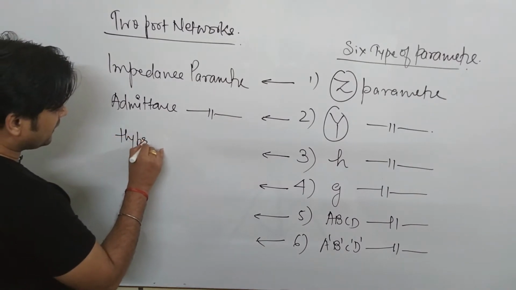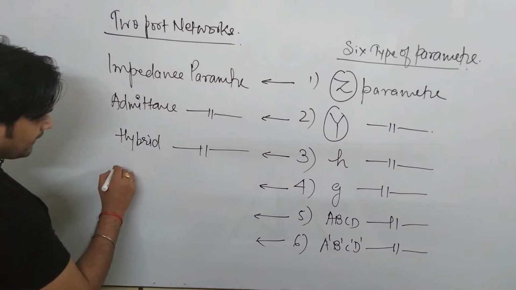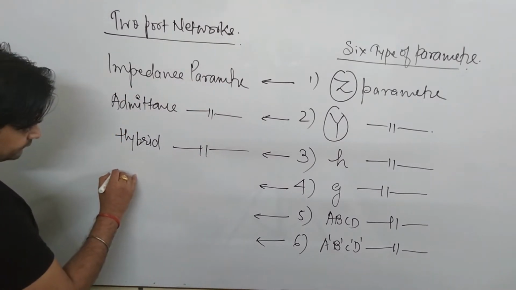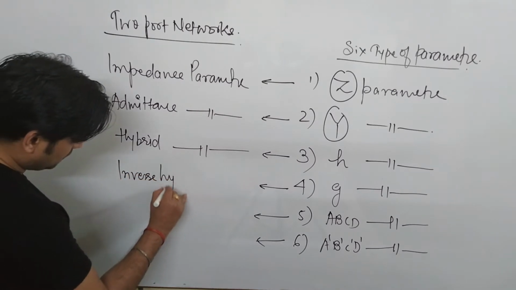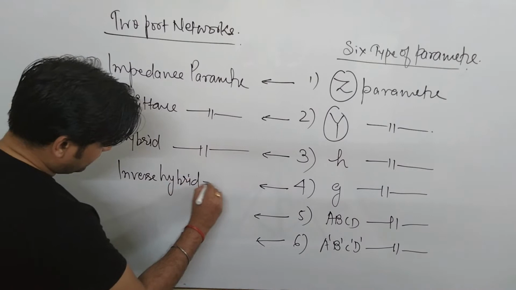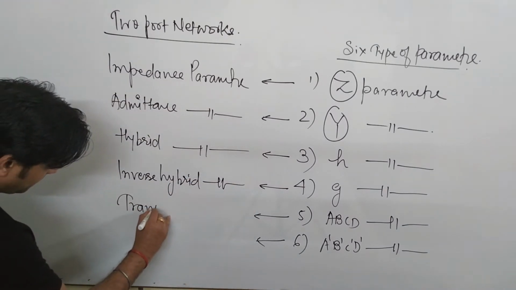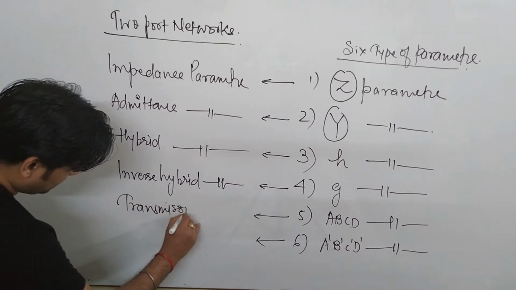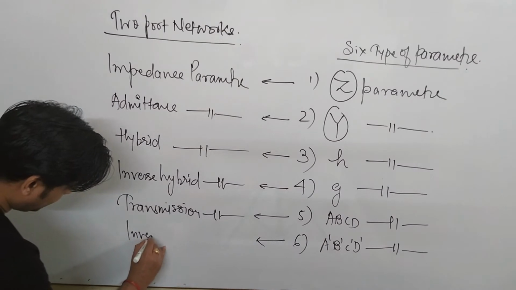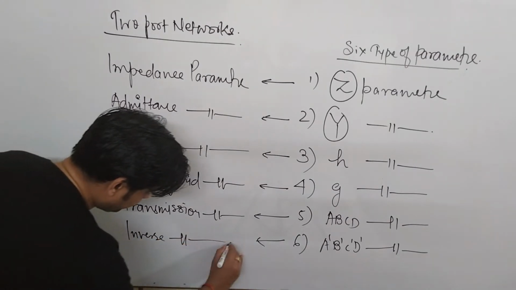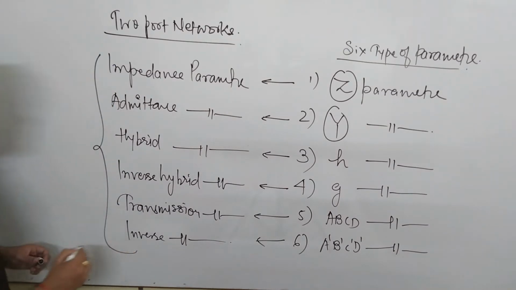This is known as hybrid parameter. We'll see why it is called hybrid parameters. Then this is known as inverse hybrid parameters. This is known as transmission parameters, and this is known as inverse transmission parameters. So there are 6 types of parameters, as I already mentioned.